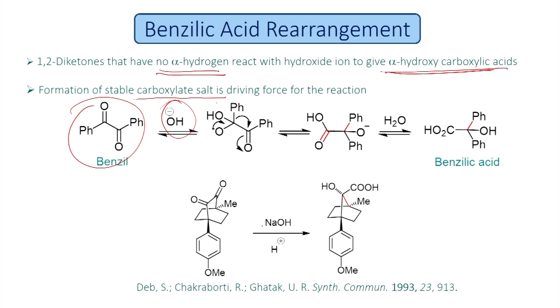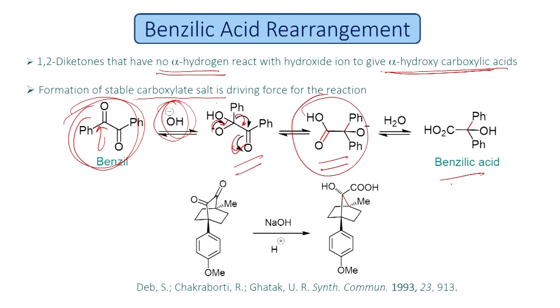Now, let us look at the benzil. When you react with the hydroxide ion, it can undergo addition reaction with the carbonyl group, and you get this compound. Once you form this one, now this can rearrange as shown here, and you will be able to get the alpha hydroxy carboxylic acid after the workup.